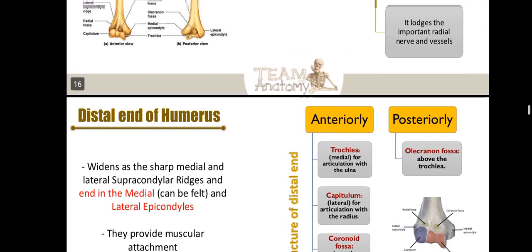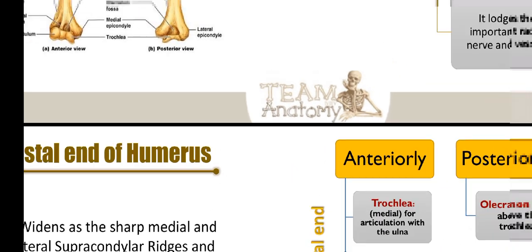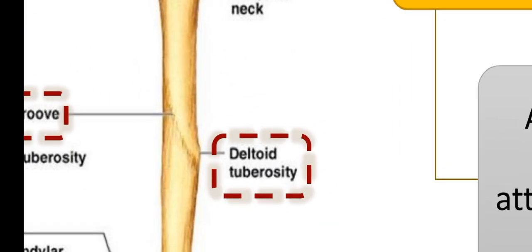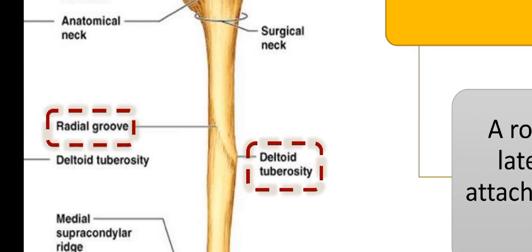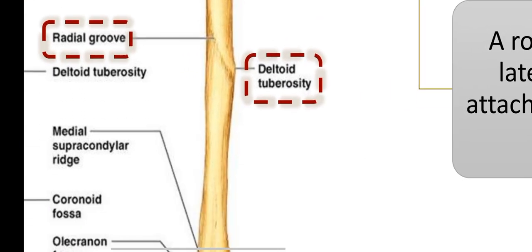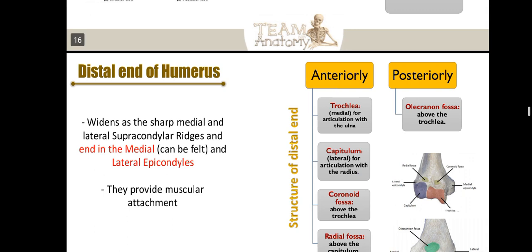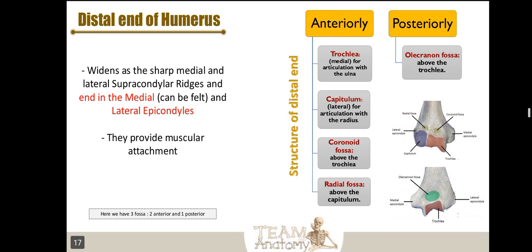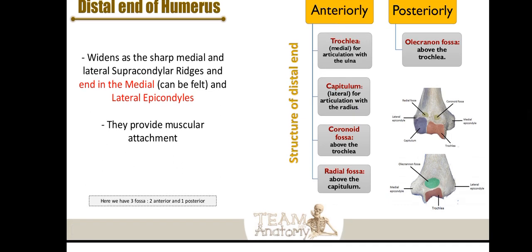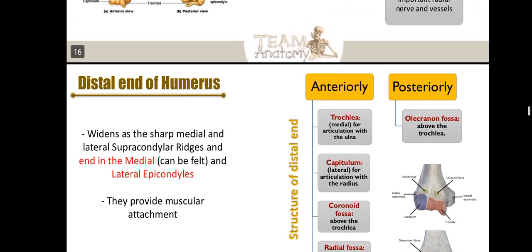Then the distal end of the humerus. We have studied the proximal end. We studied the body, which has just the radial groove and the deltoid tuberosity. Now I'm studying the distal end. That's where it articulates with the ulna and the radius, where you leave the arm into the forearm. The distal end of the humerus widens as the sharp medial and lateral supracondylar ridges and ends in the medial and lateral epicondyles. They provide muscular attachment.